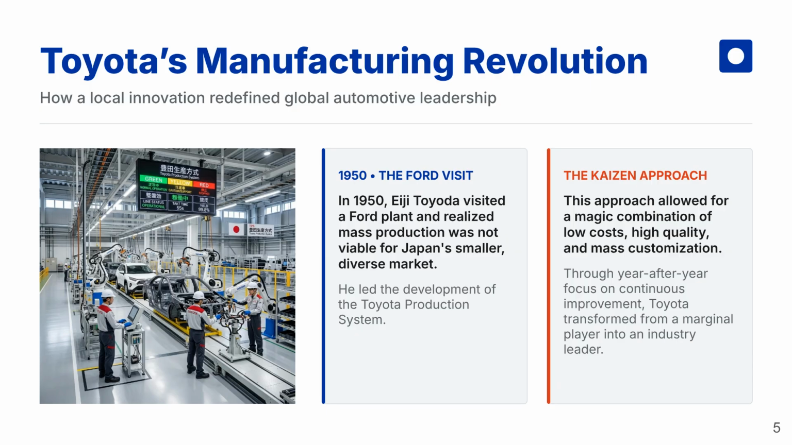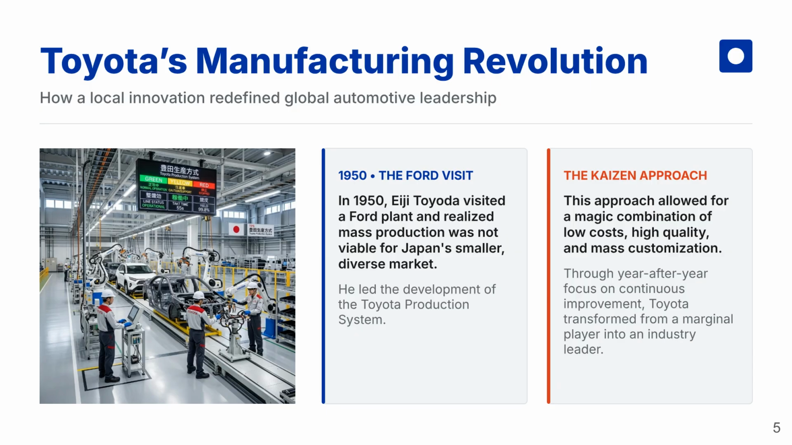He carefully studied the assembly line and realized that simply copying Ford's production system would not meet Japan's unique market needs. Instead, he and his team developed the Toyota Production System, a new manufacturing approach designed to achieve efficiency without sacrificing flexibility. At the heart of this system was the philosophy known as Kaizen, a Japanese term meaning continuous improvement.